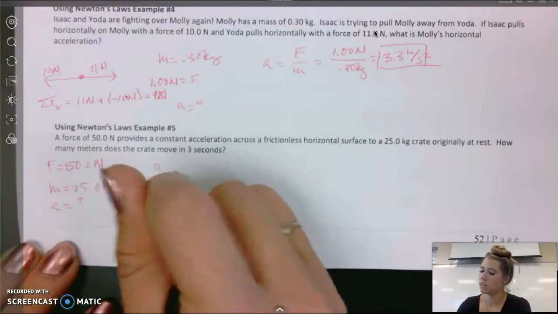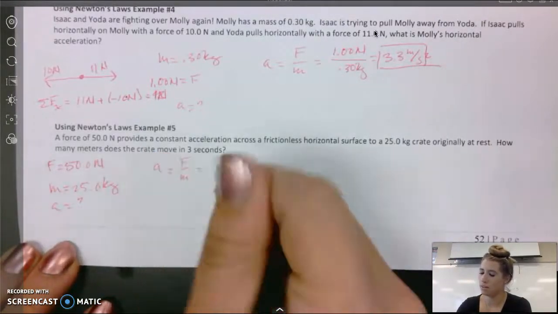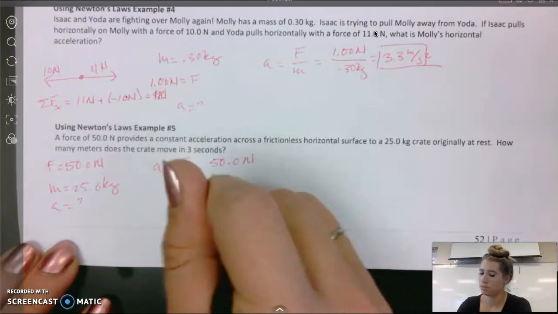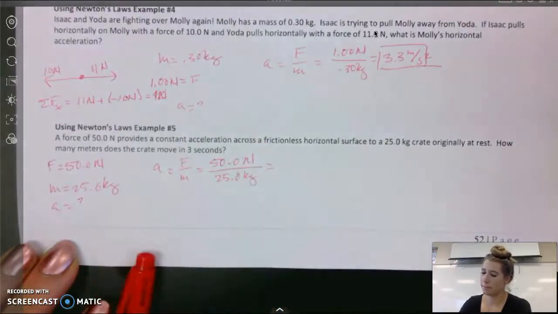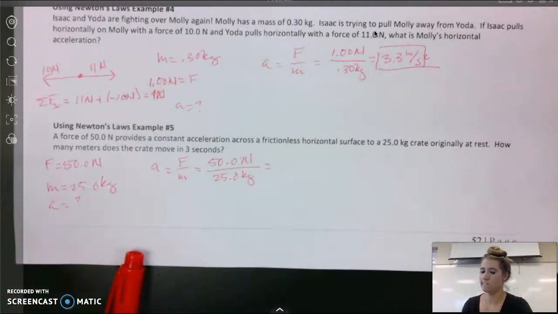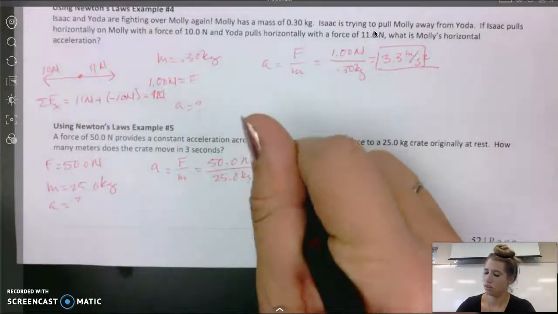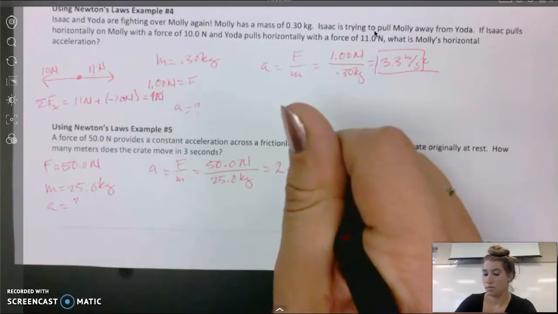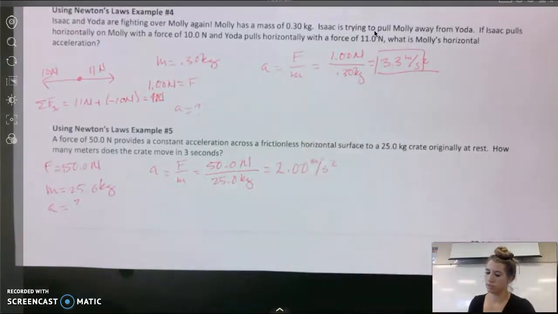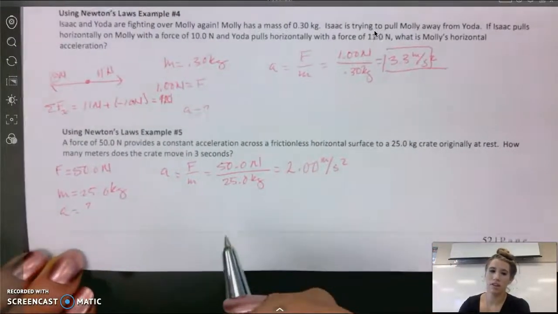Okay, so acceleration is force divided by mass. Force is 50 newtons. Mass is 25 kilograms. So that would be 50 divided by 25. 2.00 acceleration, meters per second squared. Okay, so that's the acceleration of the object.